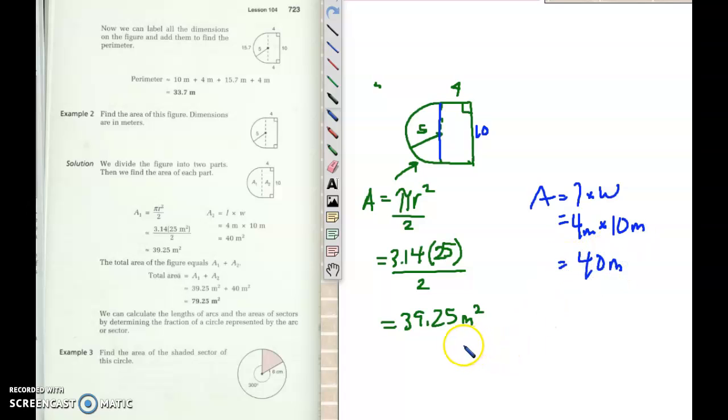And now we're going to add the area of the first half circle to the area of that rectangle. When you add that together, you get an area of 79.25 meters squared.